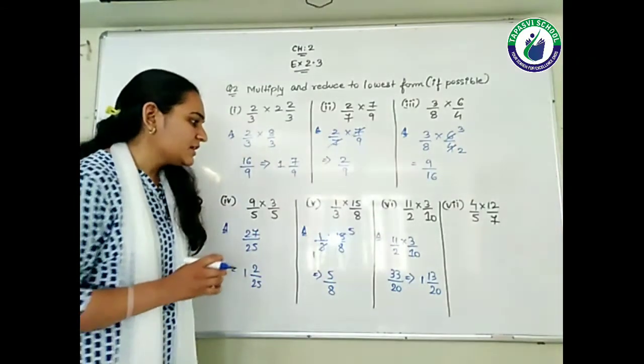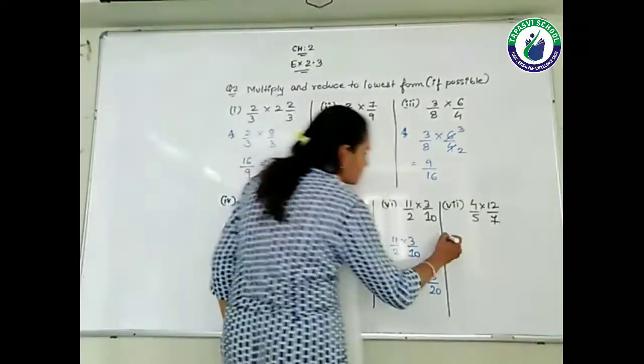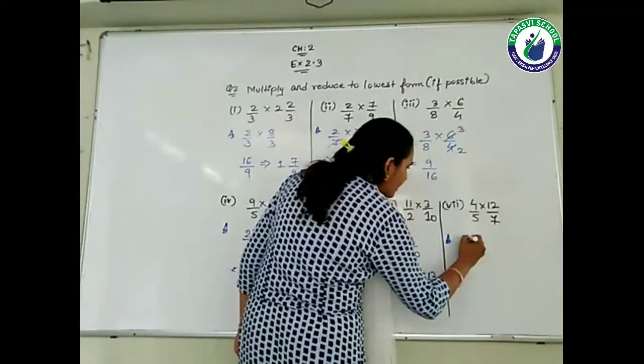Is it okay? So now move to the last question, students, of this exercise. 4 by 5 into 12 by 7.